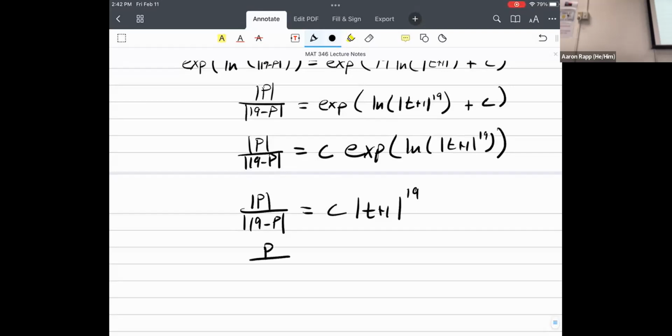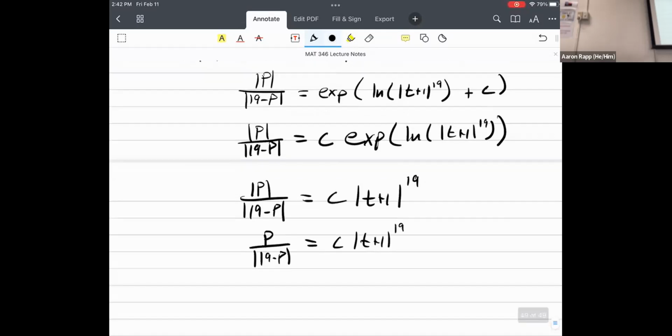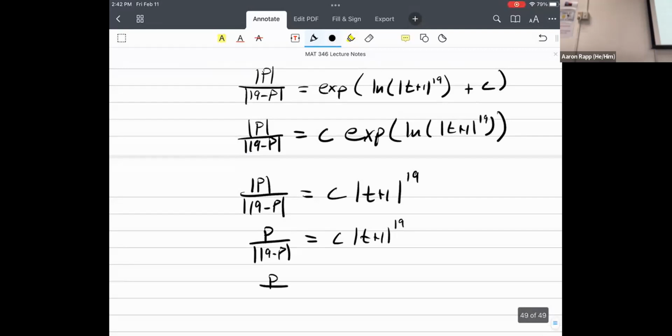So technically I have p over the absolute value of 19 minus p equal to some constant times the absolute value of t plus 1. We'll deal with that absolute value here in a second. So I get p divided by 19 minus p is equal to technically plus or minus constant times the absolute value of t plus 1 to the 19th power. Capital C is equal to plus or minus e to the c.